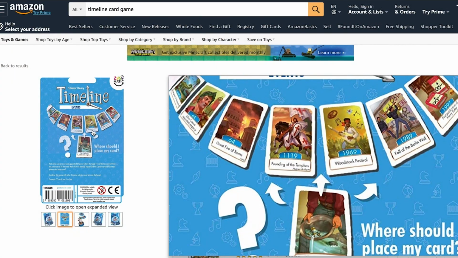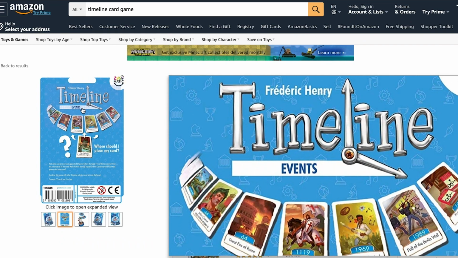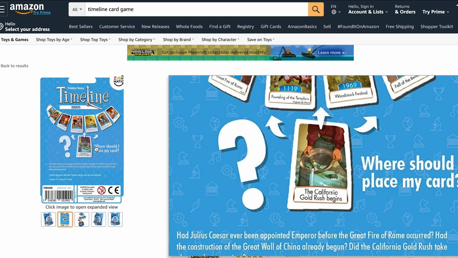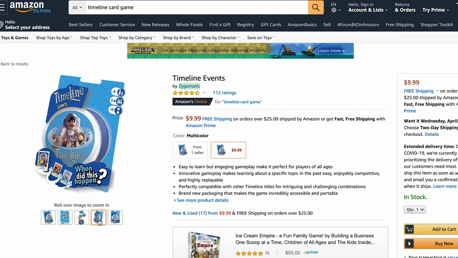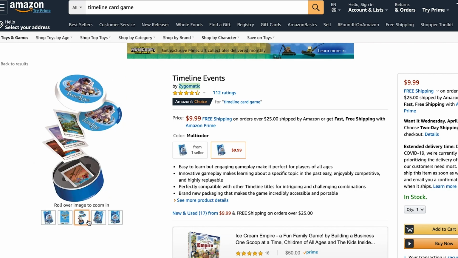Timeline is the same thing, but you're guessing about when an event happened. So maybe you have an event, and when did it take place? Well, did the next event take place before, or did it take place after? So you can have students vote and try to guess where the events took place. So those are some examples of games.